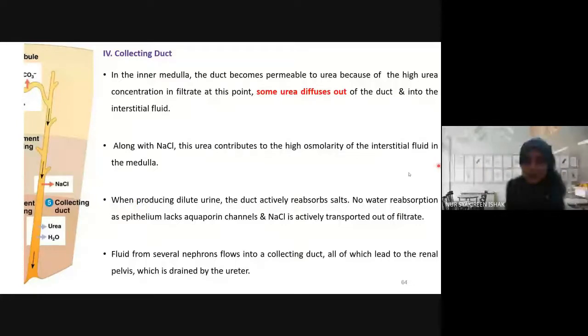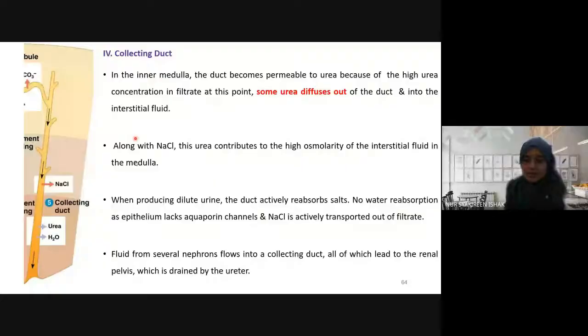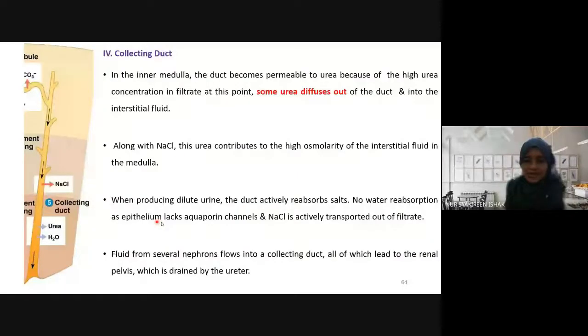Ini another new point. Kat sini sepatutnya new slide, sepatutnya kat sini. Ini untuk hasilkan concentrated urine lah. But if you want to produce diluted urine or hypoosmotic urine, the ducts will actively reabsorb salt and no water reabsorption, as epithelium will lack aquaporin channels and also sodium channel.